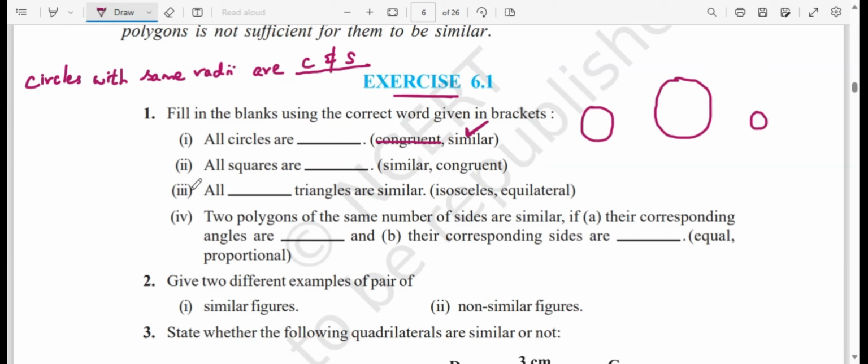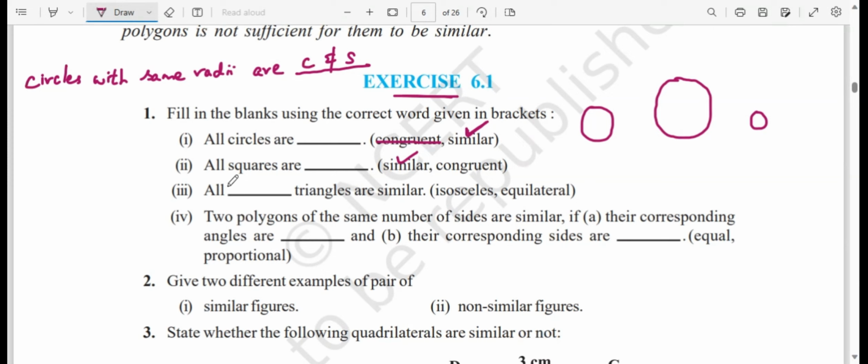Okay, fine. So coming to the second one, are all squares similar or congruent? All squares are going to be similar because the angles are going to be equal, 90 degrees for the squares, whereas the sides can vary proportionally. So all squares are similar, but not congruent.